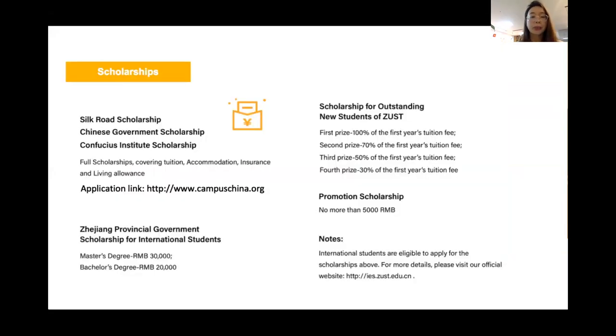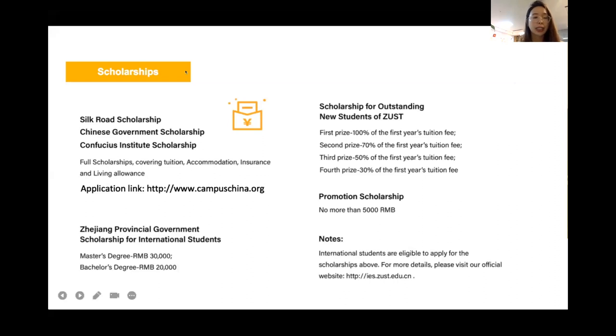And here comes the most important part. Most of you may be concerned about the scholarships. We have a diversified pool of scholarship, and the most important one, of course, comes to the full scholarship. And for the source under the full scholarship, we have the Silk Road Scholarship, Chinese Government Scholarship, Confucius Institute Scholarship, etc. They are under the category of full scholarships because they do not only cover tuition, but also cover your accommodation, insurance and will give you extra living allowance.